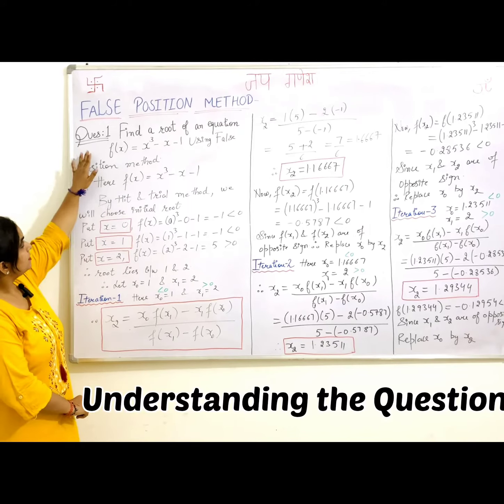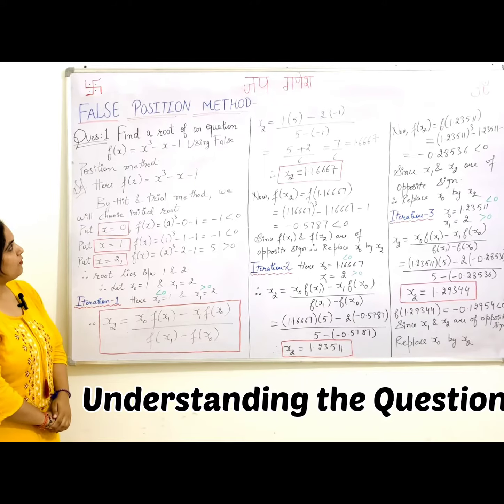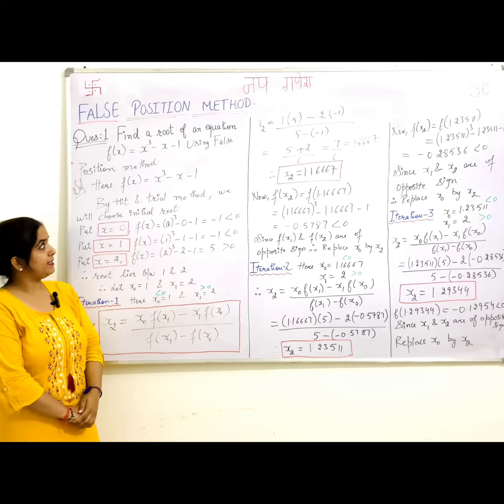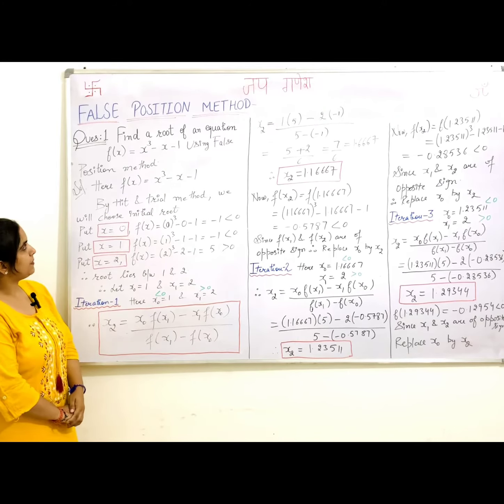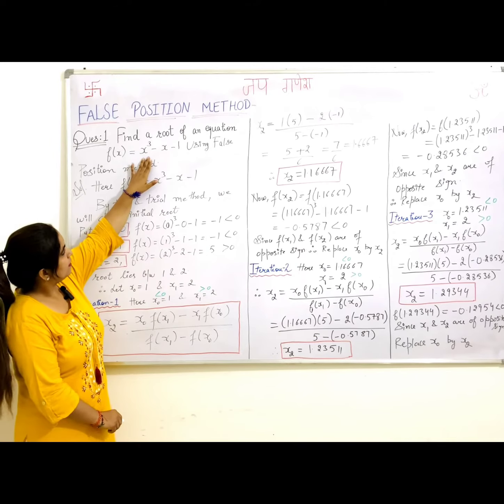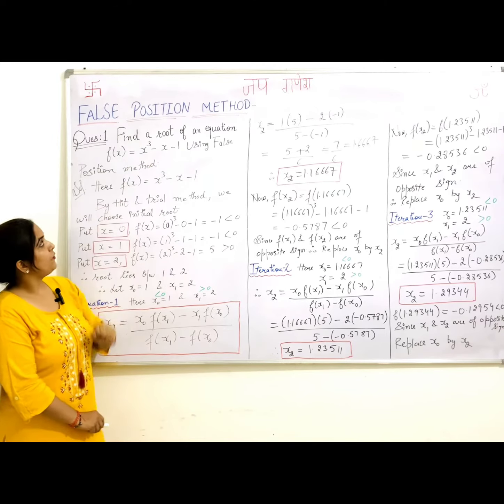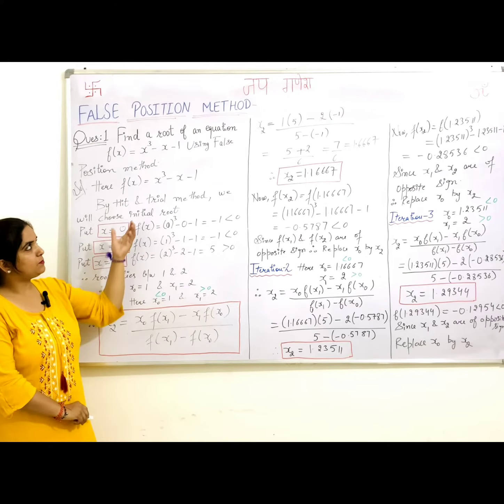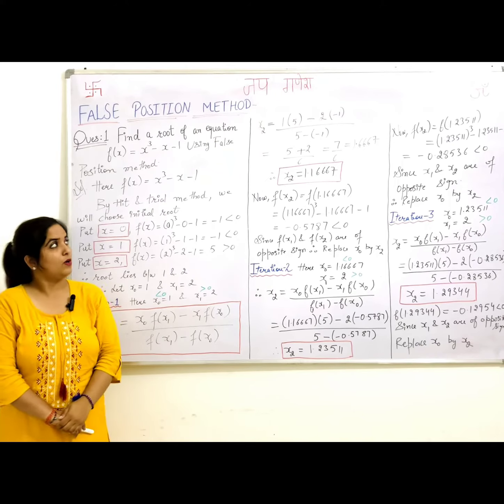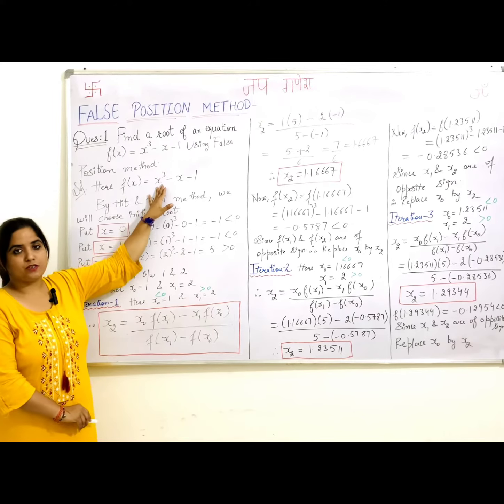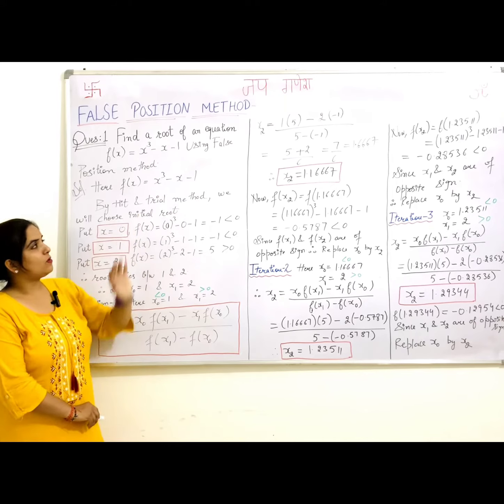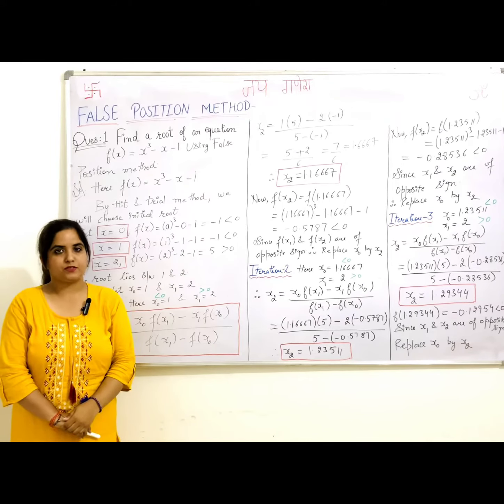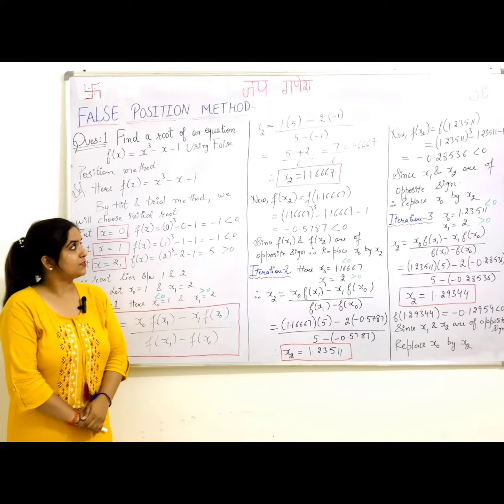So what is the statement here? Find a root of an equation f of x equals x cube minus x minus 1 using false position method. So it is very clear from the statement that we will solve a cubic equation. It doesn't mean that false position method is used to solve only cubic or algebraic equations. This method is also used to solve trigonometric equations, exponential equations, etc.